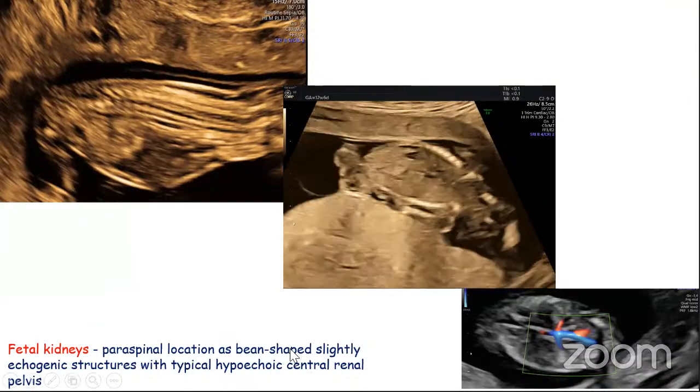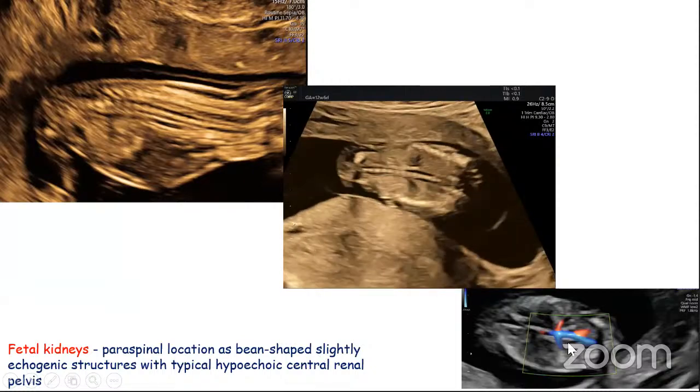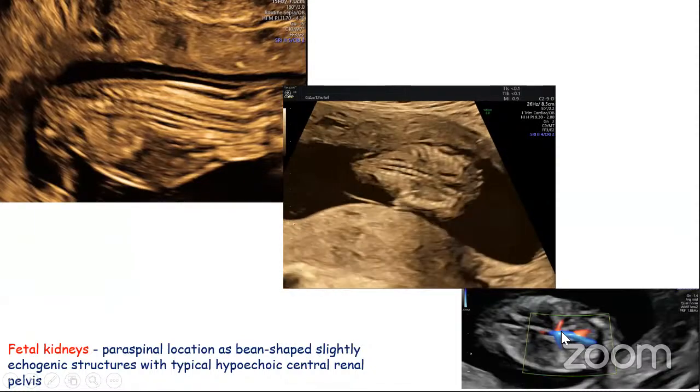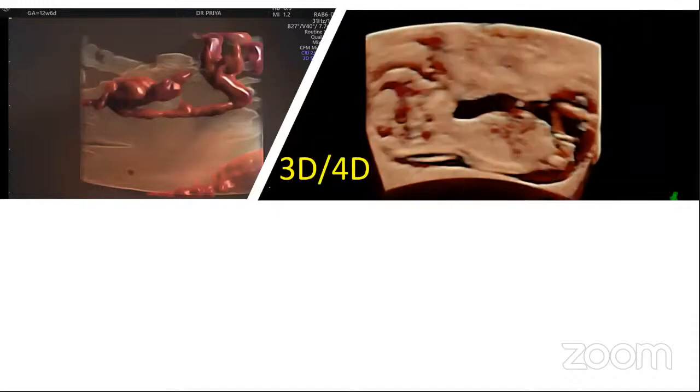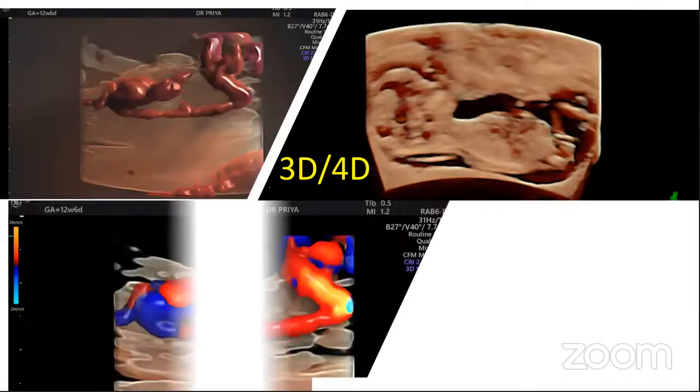We know the fetal kidneys are bean-shaped echogenic structures, and we can further delineate them by using color Doppler to visualize the renal arteries. So 3D, 4D is a new kid in the block. And of course, it's fascinating for the couple to see the fetus, and they feel that they are looking at the fetus in a live mode.